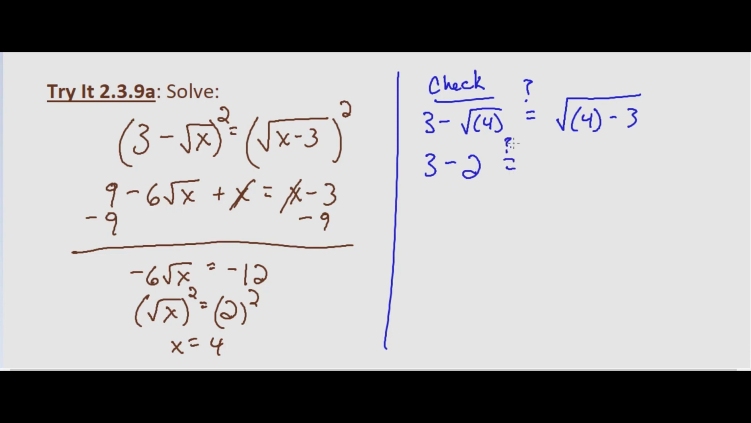We want to know, does that equal the square root of 4 minus 3, which is the square root of 1? 3 minus 2 is 1. Square root of 1 is 1, so that does indeed check. So when 3 minus the square root of x equals the square root of x minus 3, x equals 4.